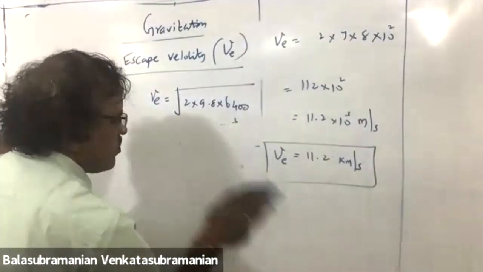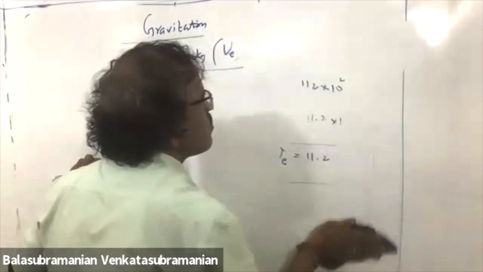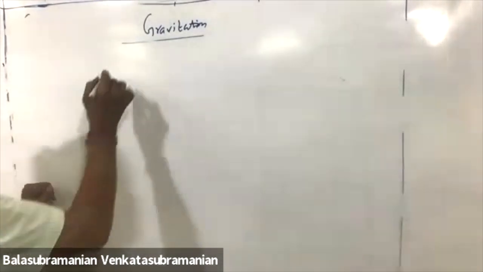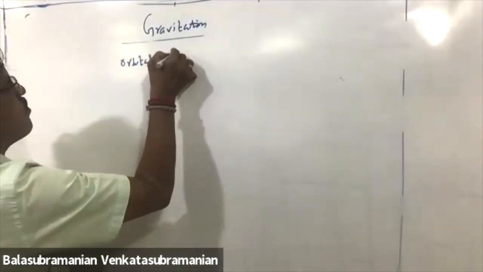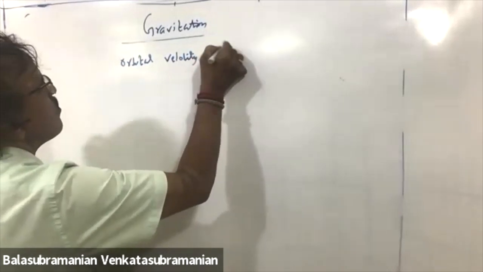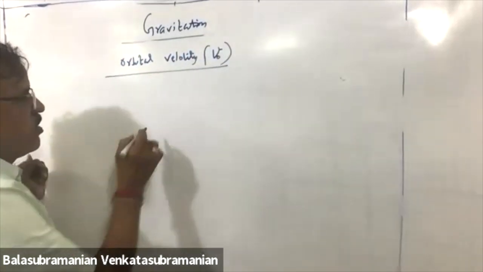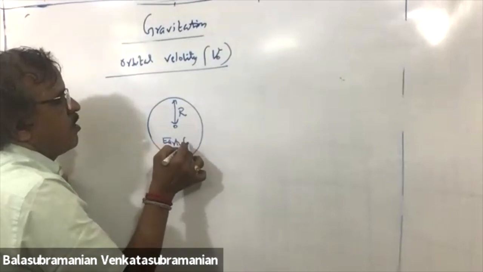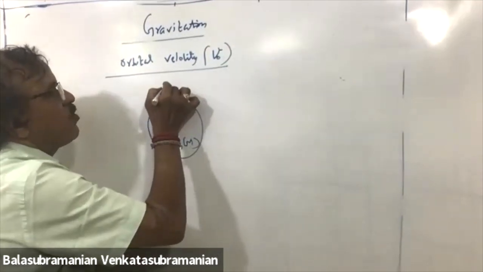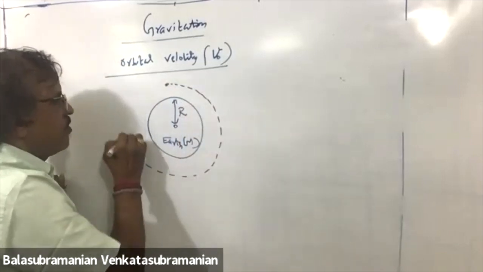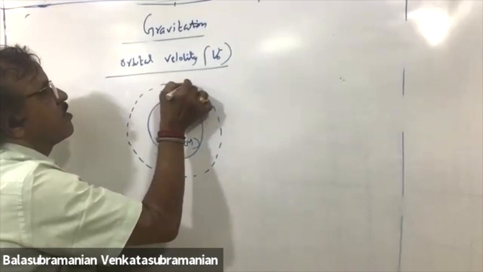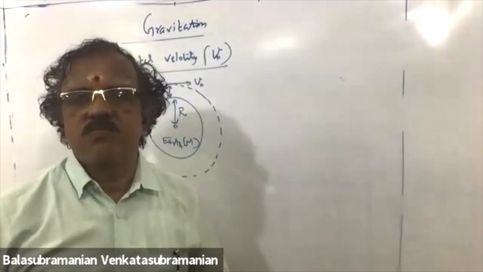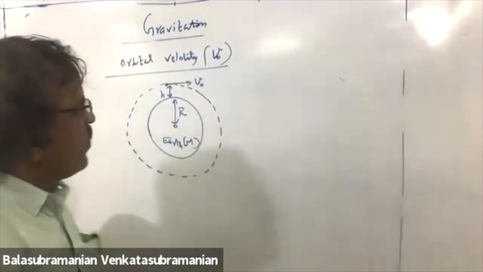Orbital velocity, V naught. The earth has radius capital R, mass capital M. Here one body is revolving at a height h. V naught is the orbital velocity; it is a satellite orbiting around the earth.